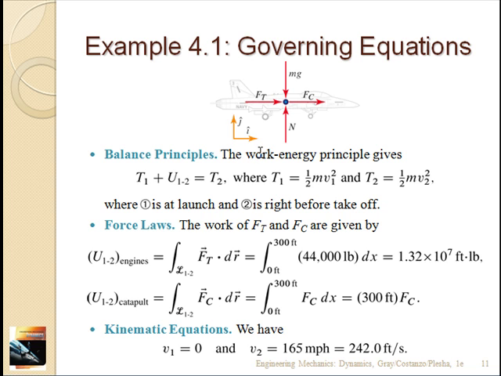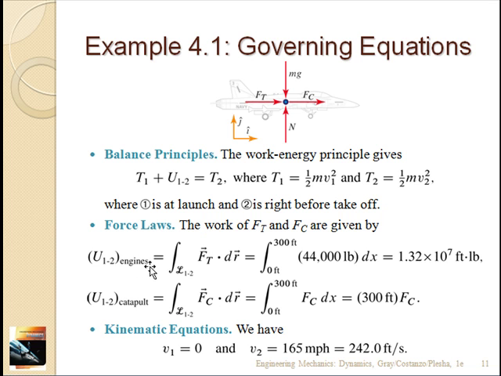So let's look at the balance principles. So we know that T1 plus U12 is T2. T1 is 1/2 m v1 squared. T2 is 1/2 m v2 squared. 1 is right as we leave the aircraft carrier, and 2 is right before takeoff. So 1 is initially, 2 is right before takeoff.